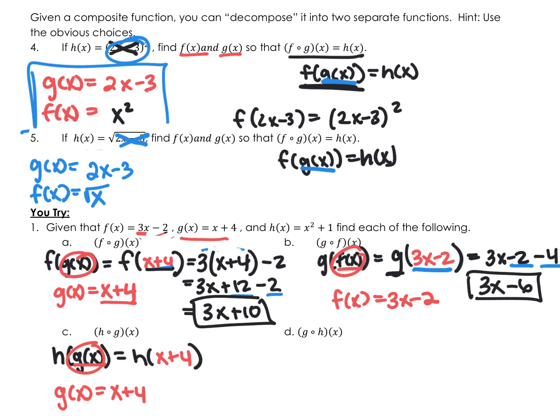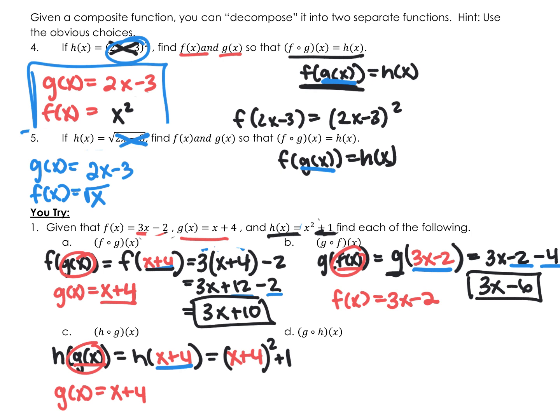To find h of x plus 4, you're going to go to your h equation. Wherever there's an x, you're going to replace that with x plus 4. So we'll start with x plus 4. But we need to square that, right? So we need to square all of the x plus 4. So how do we square all the x plus 4? Well, we put parentheses around it. And then don't forget your plus 1.